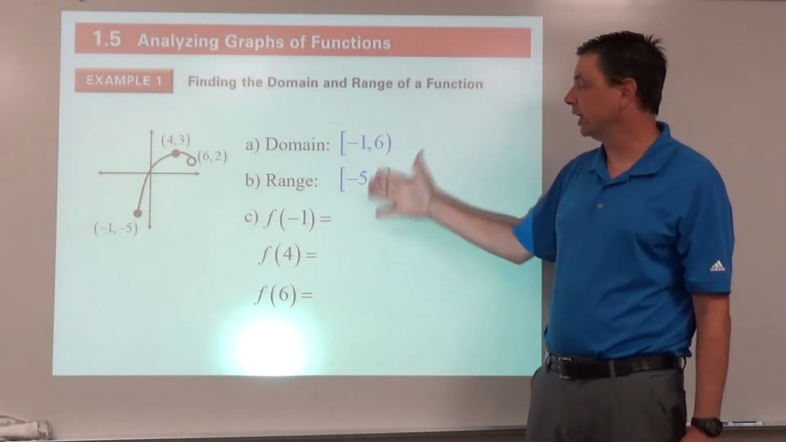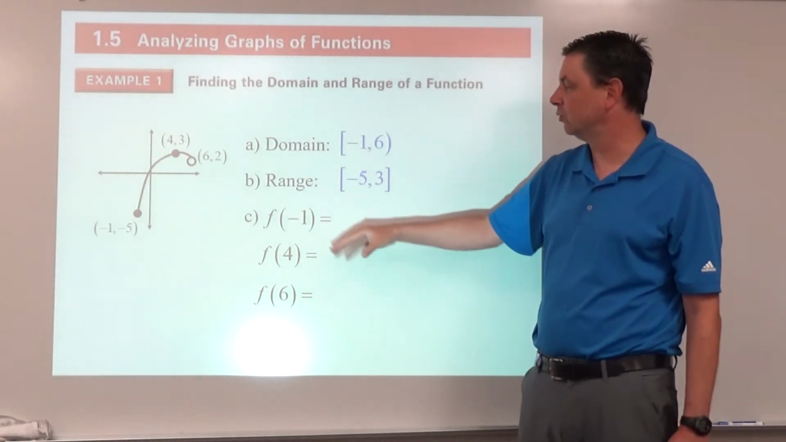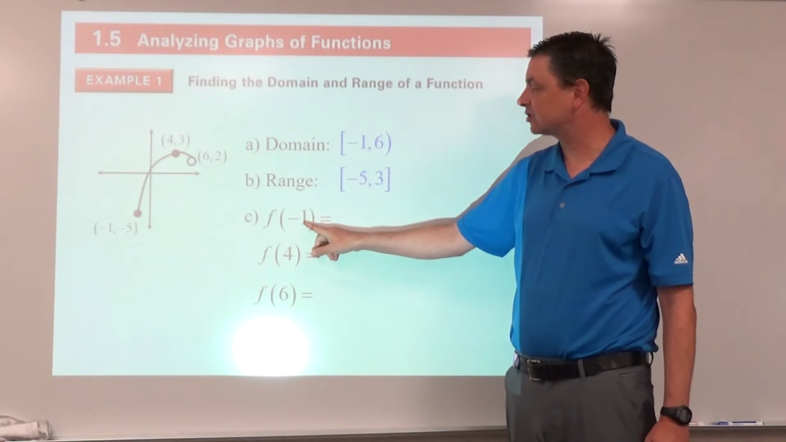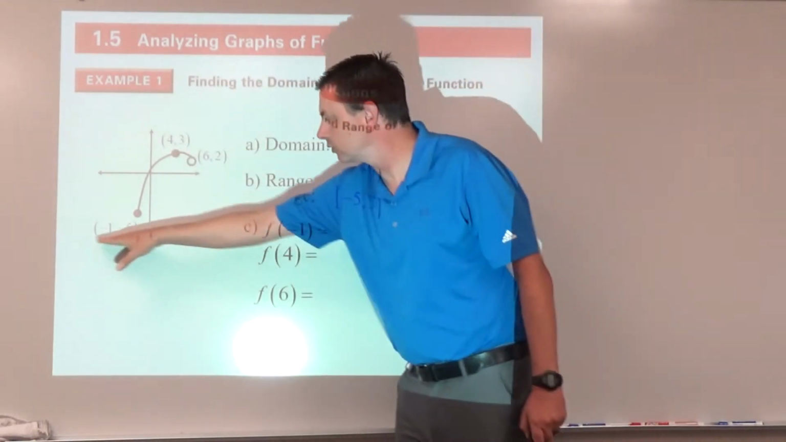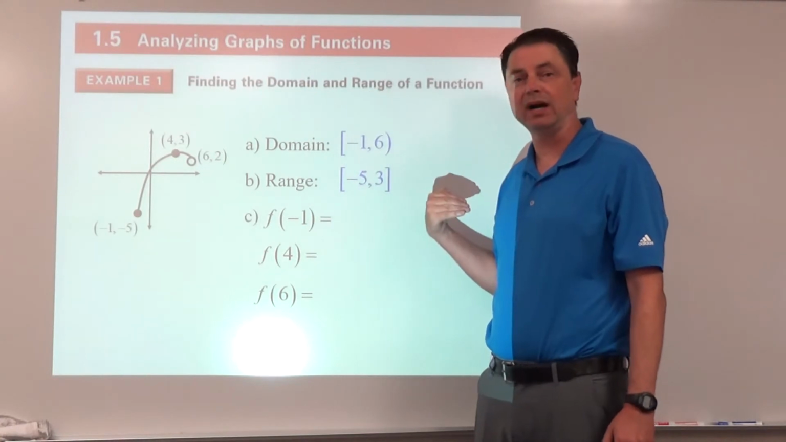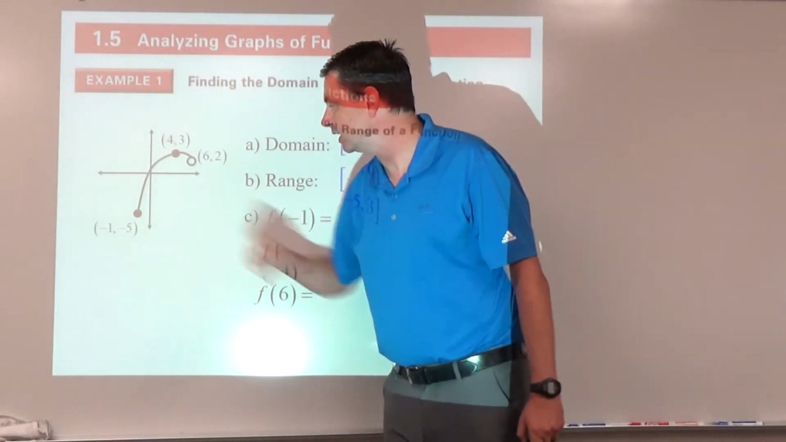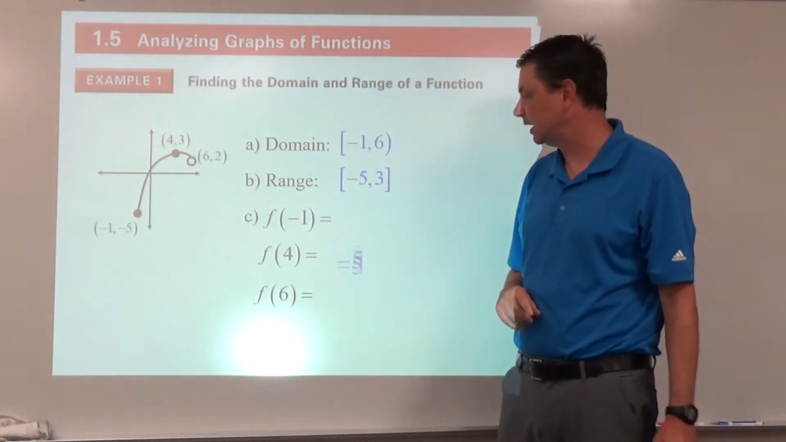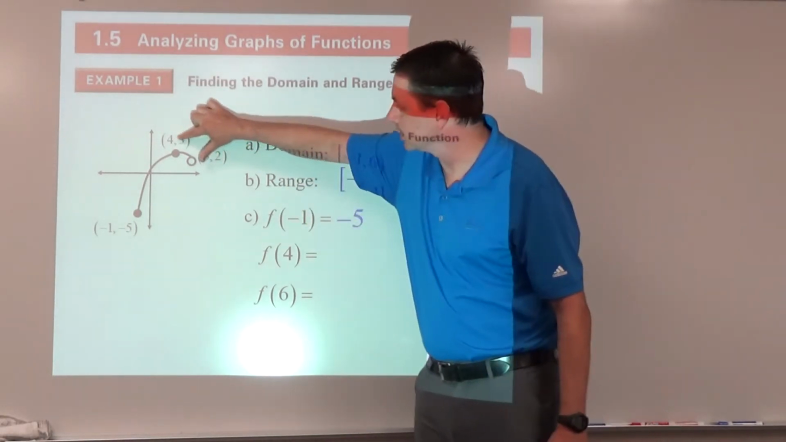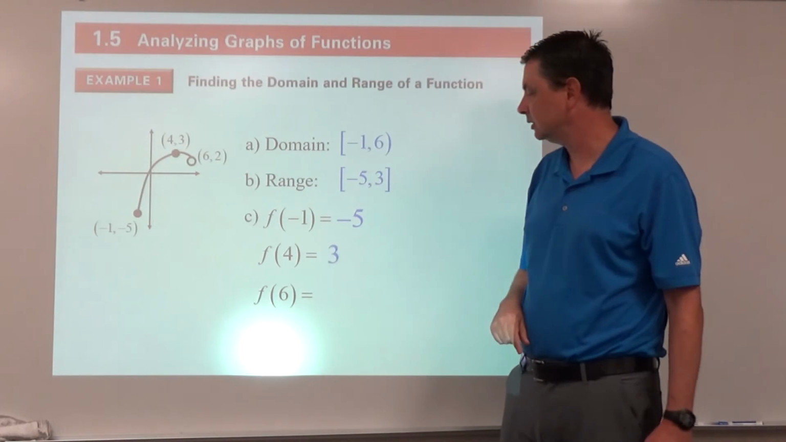And then evaluating the function f of negative 1, kind of thinking in terms of f of x. Well, the x-coordinate is negative 1, so go over there, find where the x-coordinate's negative 1. F of x is the y value, so we're just looking for the y value, and that would be negative 5. F of 4, according to this point, is 3.